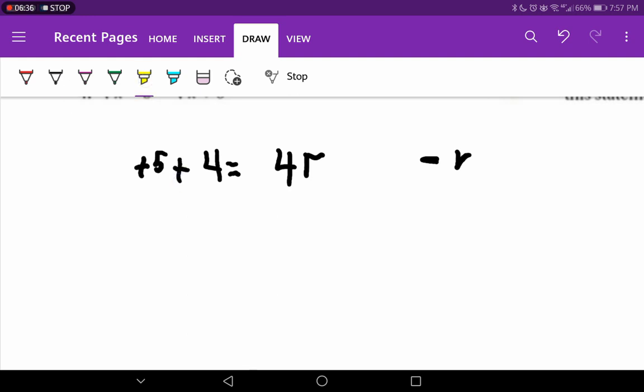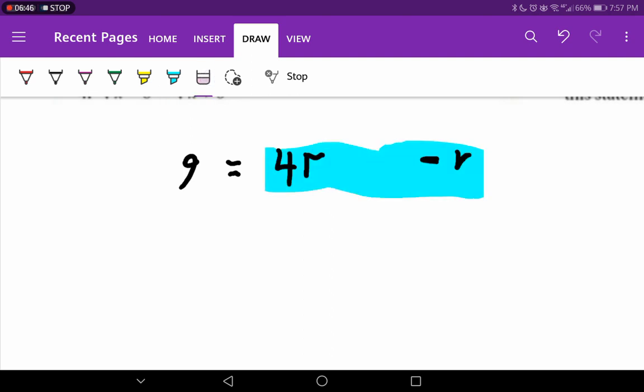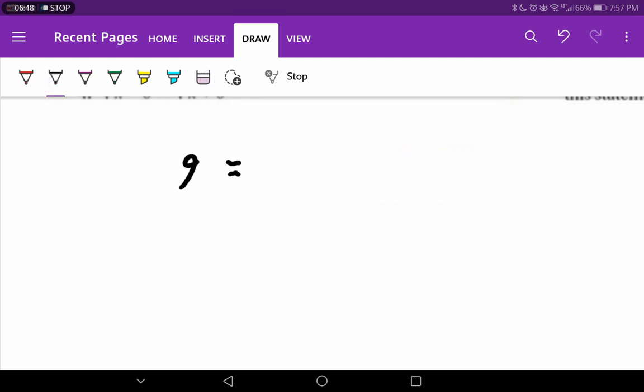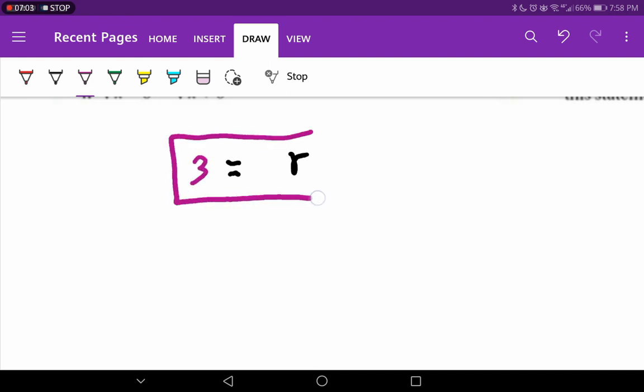Now this 4 and 5 will be 9. Great. Don't do that. And 4R minus 4R give me what? 3R. Now the last step, divide by 3, divide by 3. This is eliminated and this gives what? 3. So the solution is R equals 3.